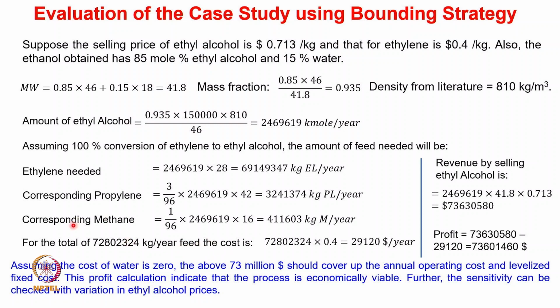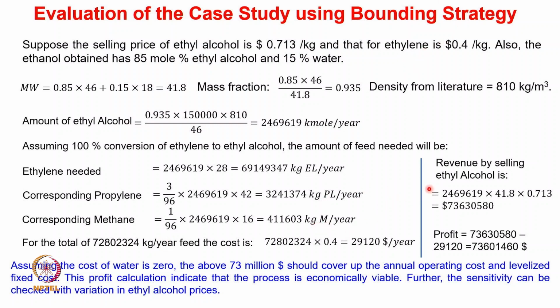So this particular amount is for the ethylene. We can multiply it by the cost of the ethylene, which is 0.4 dollar per kg. So that gives us the cost of the raw material required. In this case, this amount is multiplied by 0.4, so that gives around $29,120 per year. This much is required as a cost for ethylene.